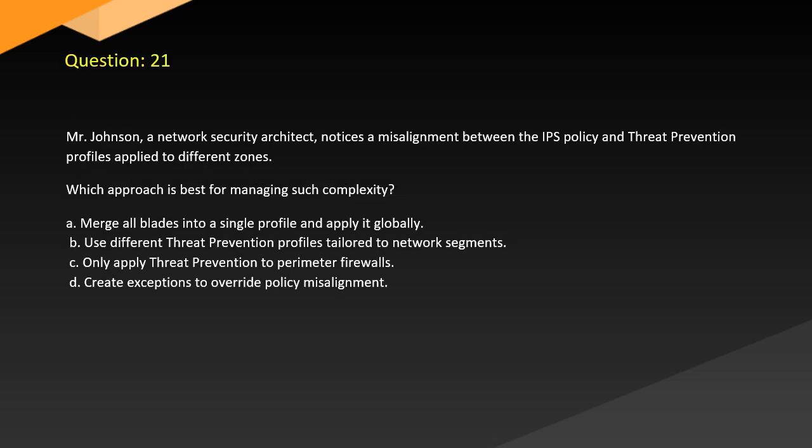Question 21. Mr. Johnson, a network security architect, notices a misalignment between the IPS policy and threat prevention profiles applied to different zones. Which approach is best for managing such complexity? A. Merge all blades into a single profile and apply it globally. B. Use different threat prevention profiles tailored to network segments. C. Only apply threat prevention to perimeter firewalls. D. Create exceptions to override policy misalignment.